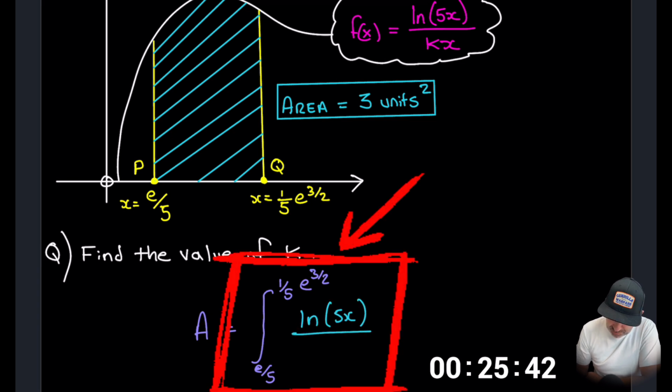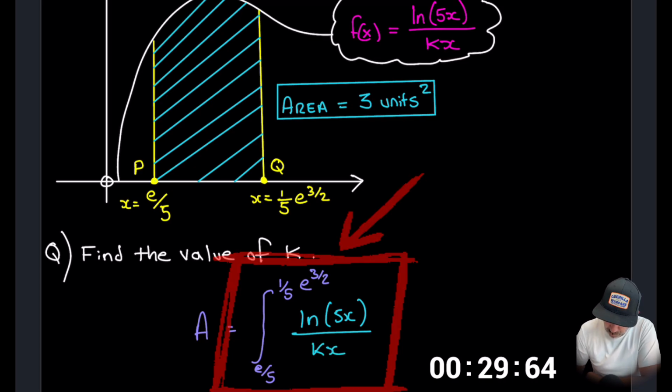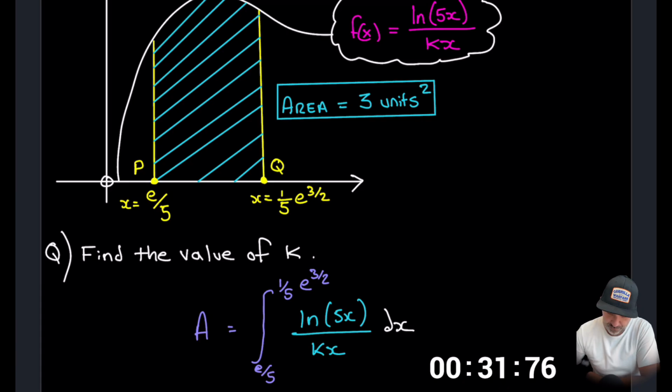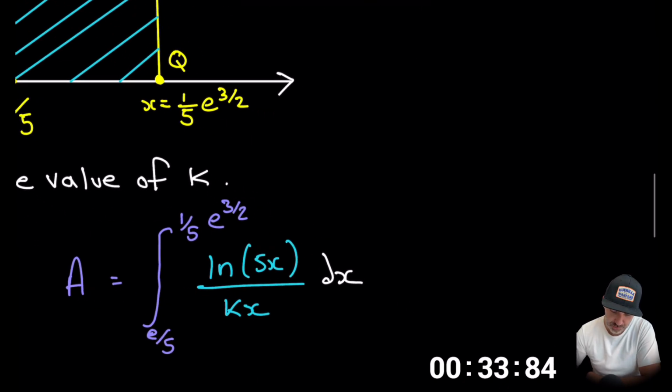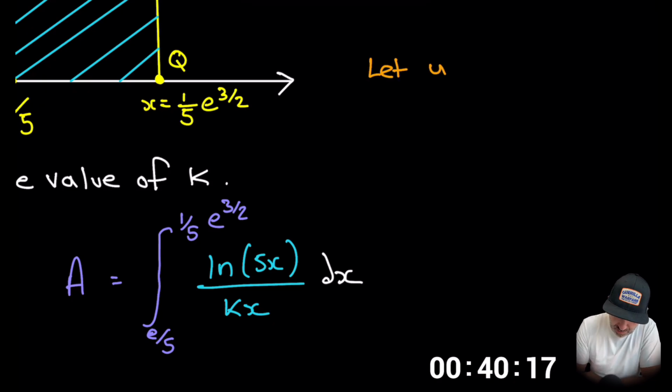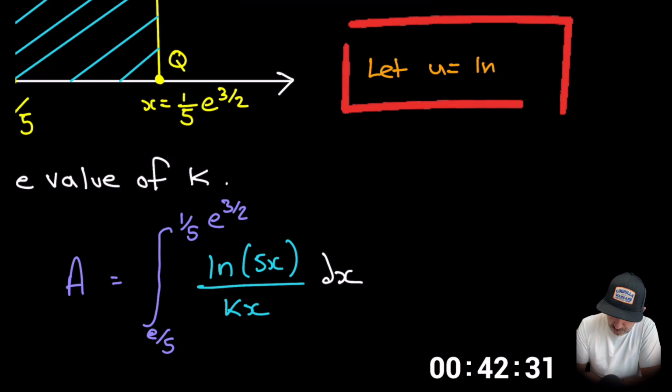So let's just put this in, and I said if you haven't seen this in the description, then I would recommend you watch those videos first because this is a more advanced version of the substitution. We can't integrate that, right? So what we'll do is we'll let u equal natural log 5x, okay?